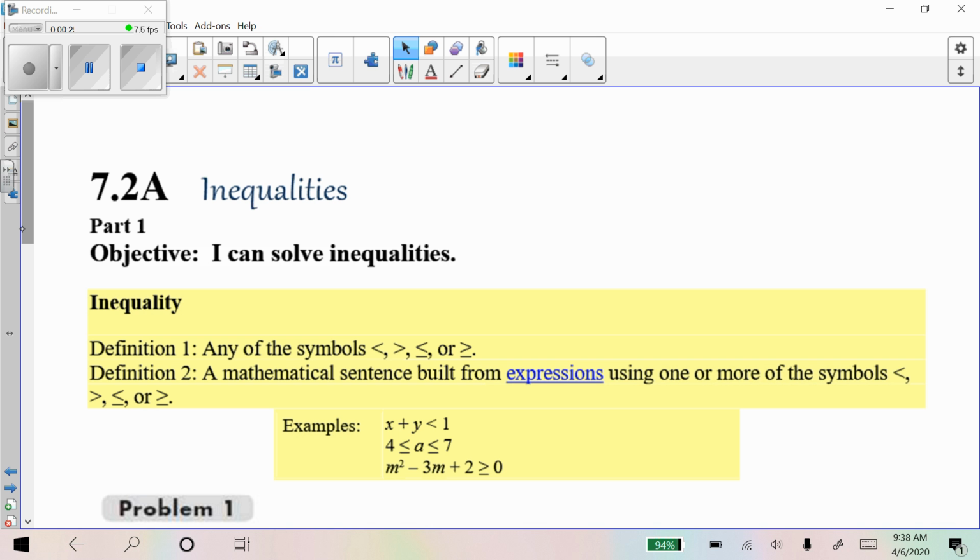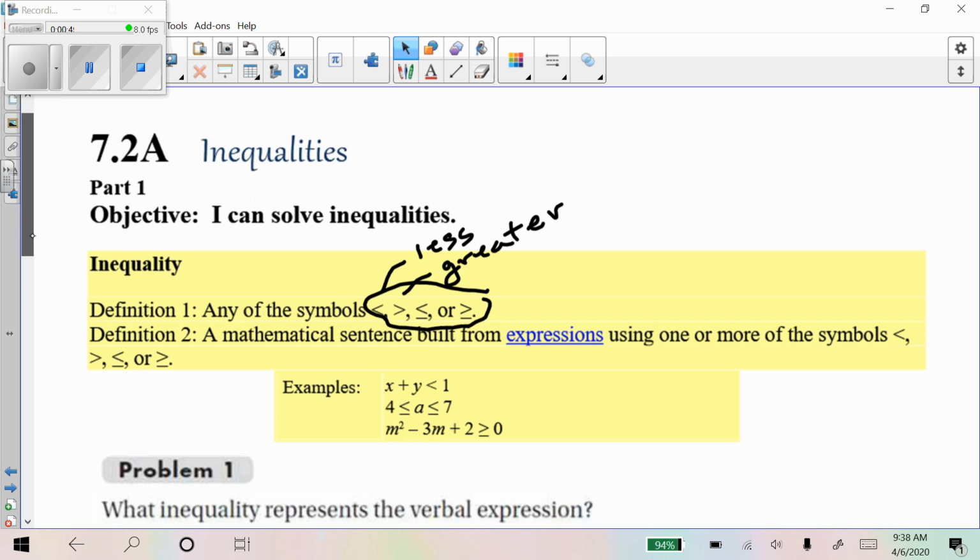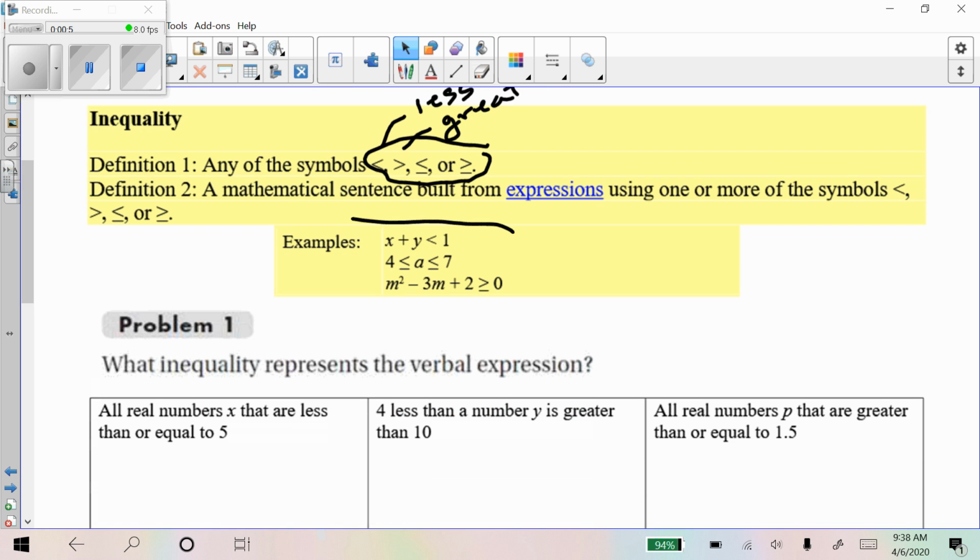First of all, inequalities are where there's actually more than one solution, and the symbols we use for inequalities are right here. This first one is less than. Second one is greater than. And then the other ones just mean that it can be less than or equal to or greater than or equal to. And here's some examples of inequalities.